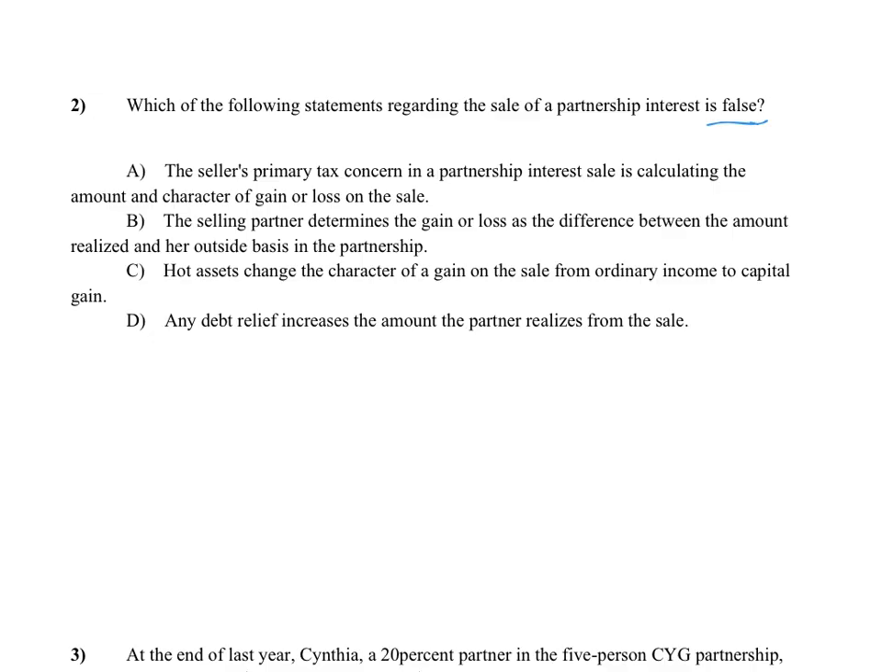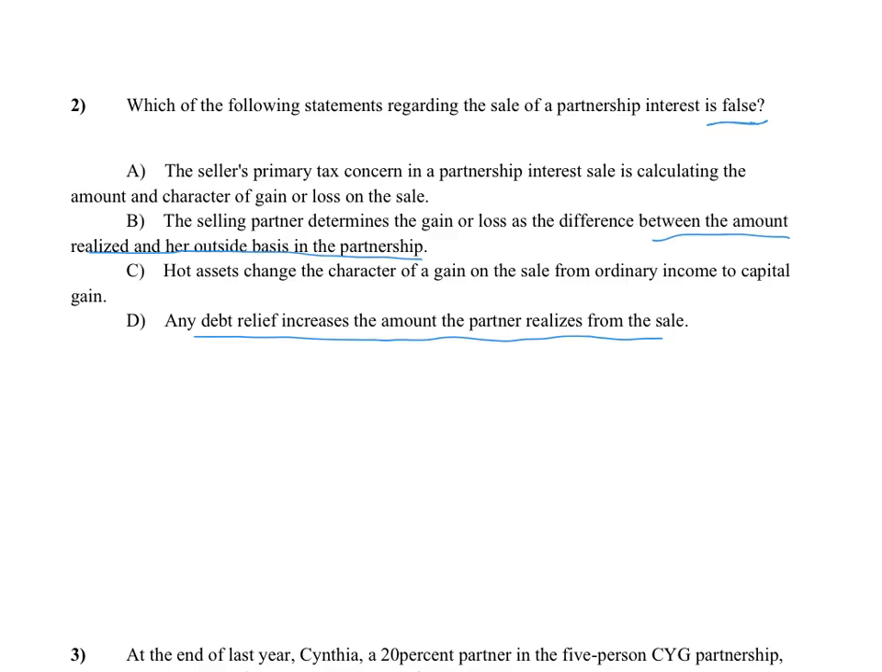All right. The selling partner determines the gain or loss as the difference between the amount realized and the outside basis in their partnership. Well, that sounds good. Hot assets change the character of a gain on the sale from ordinary income to capital, and any debt relief increases the amount the partner realizes from the sale. All right, so any debt relief increases the amount the partner realizes from the sale. That is exactly true. The selling partner determines gain or loss as the difference between the amount realized and outside basis. That's also true. We just did that in problem 1.